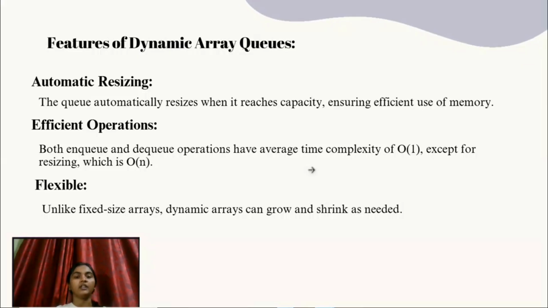Efficient operations supports enqueue and dequeue with average constant time except during resizing. Flexible size: no predefined maximum capacity, it grows and shrinks as needed. Memory optimization reduces memory wastage compared to fixed size queues. The applications are task scheduling, buffering, and dynamic resource management. Conclusion: dynamic array queues are efficient and adaptable, ideal for scenarios with unpredictable input sizes.